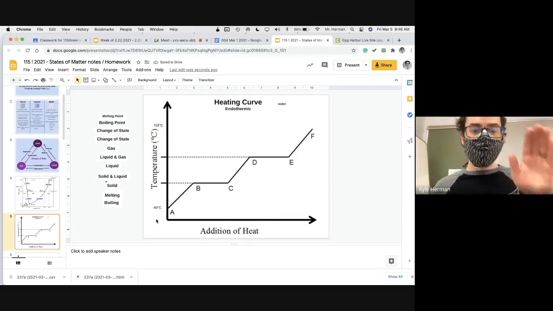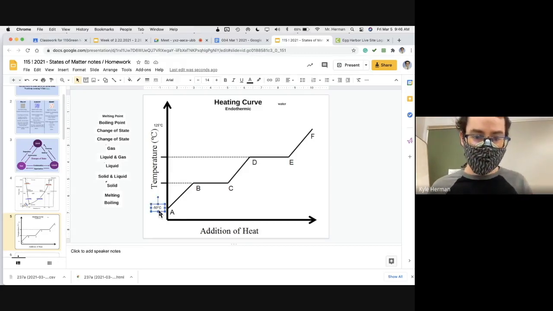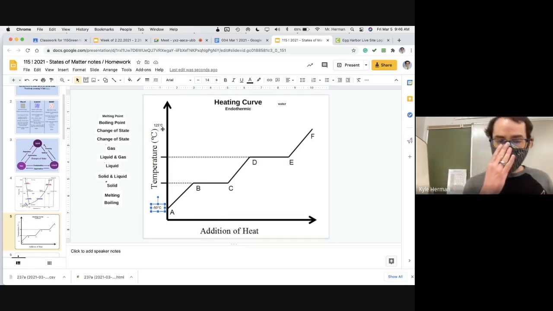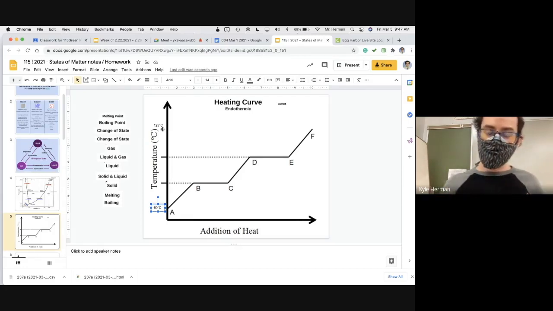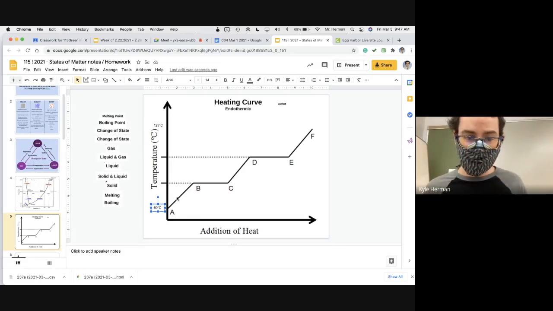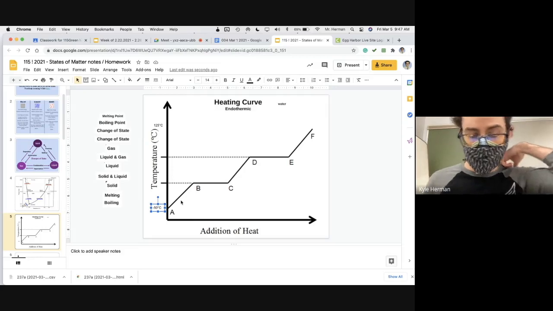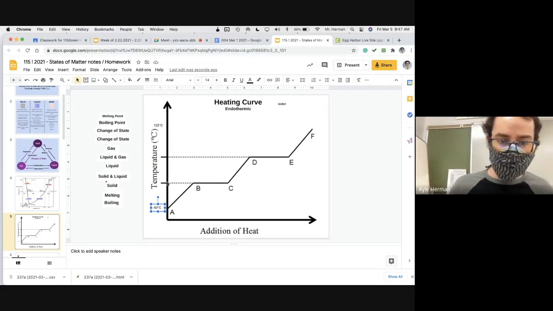All right. So if I wanted to start at negative 50 degrees Celsius and then add heat, I want to eventually get to 125 degrees Celsius, I can't just go directly from negative 50 all the way to 125. And the heating curve is going to show you what happens. And the weirdest thing about it is it doesn't even look like a curve, right? This is the worst curve ever, because it doesn't really curve. It just kind of has lines. But all right, that's neither here nor there. So let's kind of go through this.